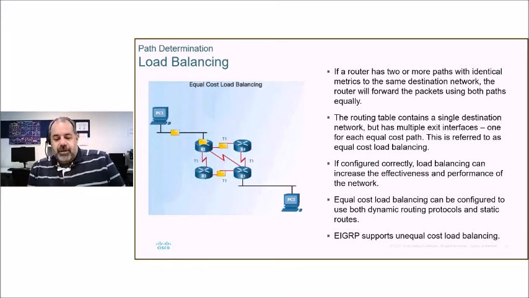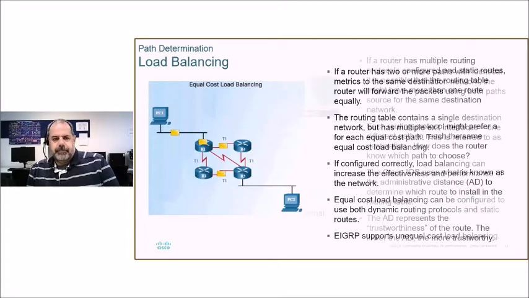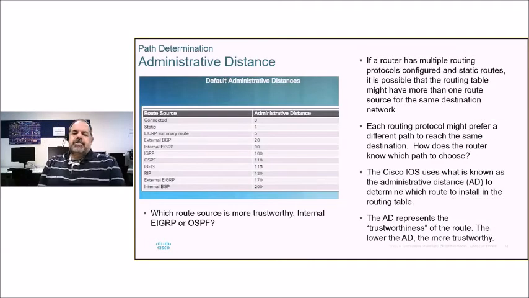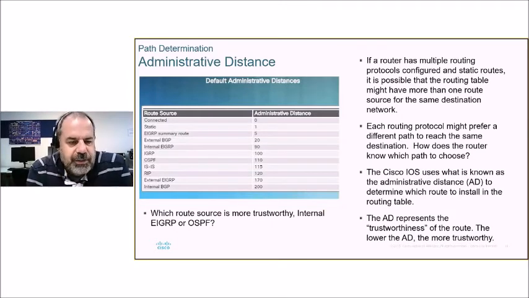Now, some routing protocols like EIGRP support unequal cost load balancing, and so the number of packets sent are proportional to the desirability of the path, basically. Now, there's different ways you can learn destination networks, and so you need to have some way of having a tiebreaker. And so basically, it's called administrative distance.